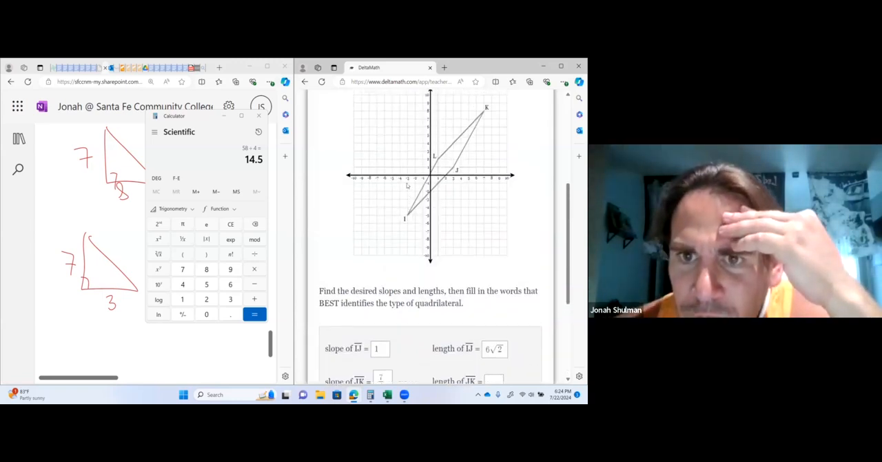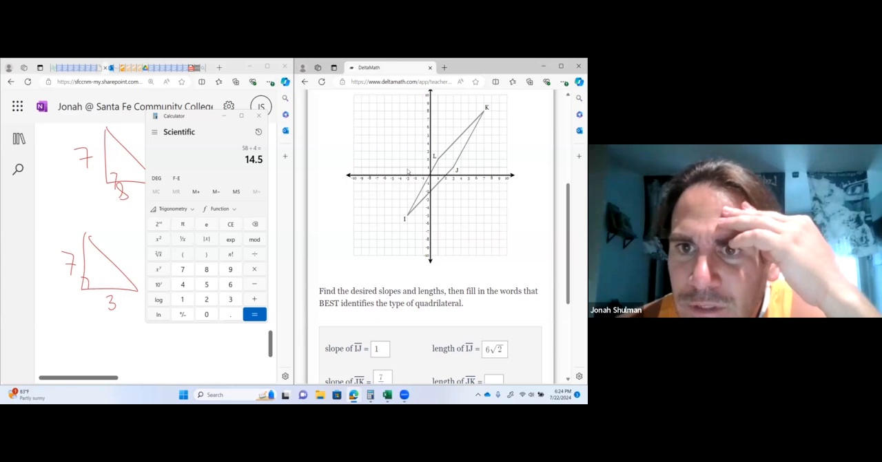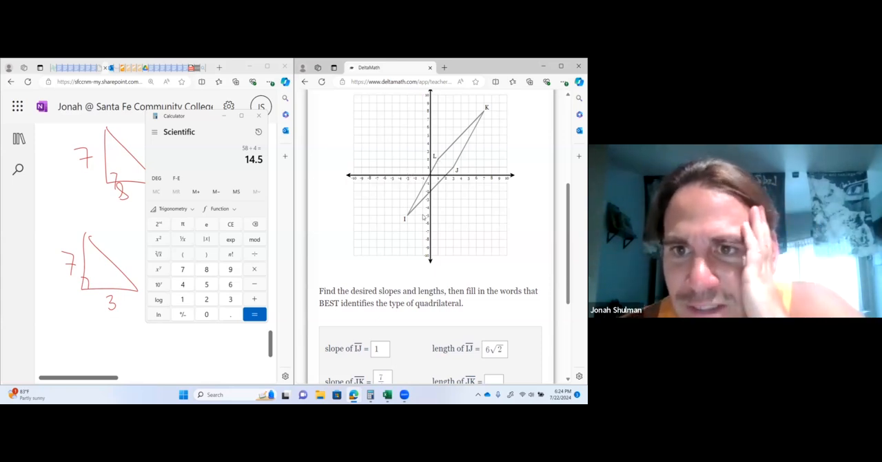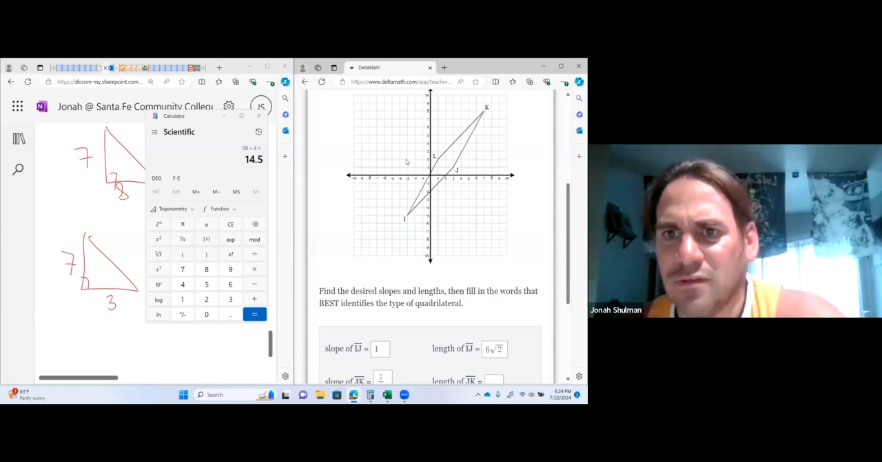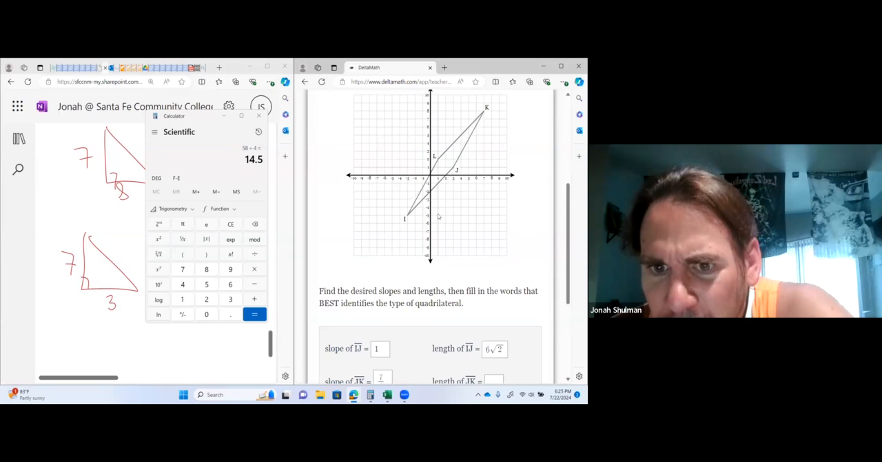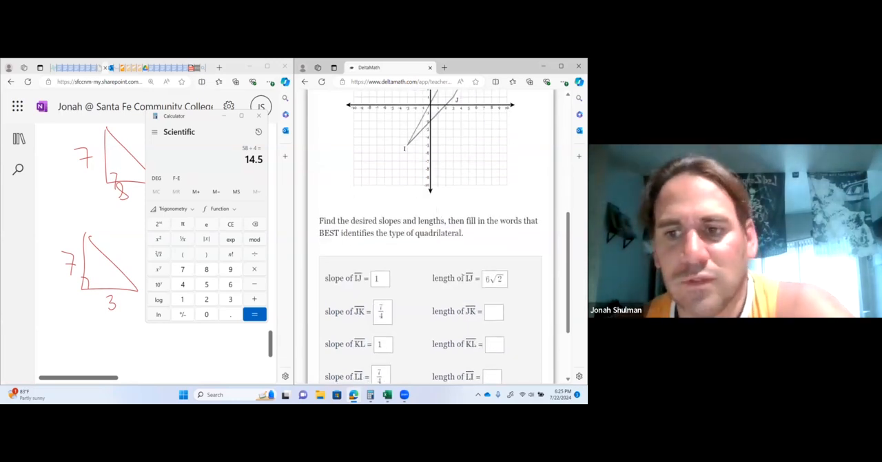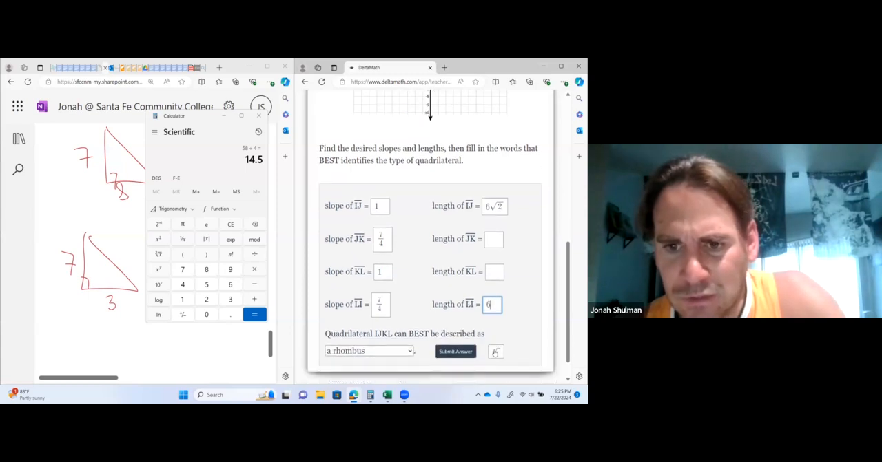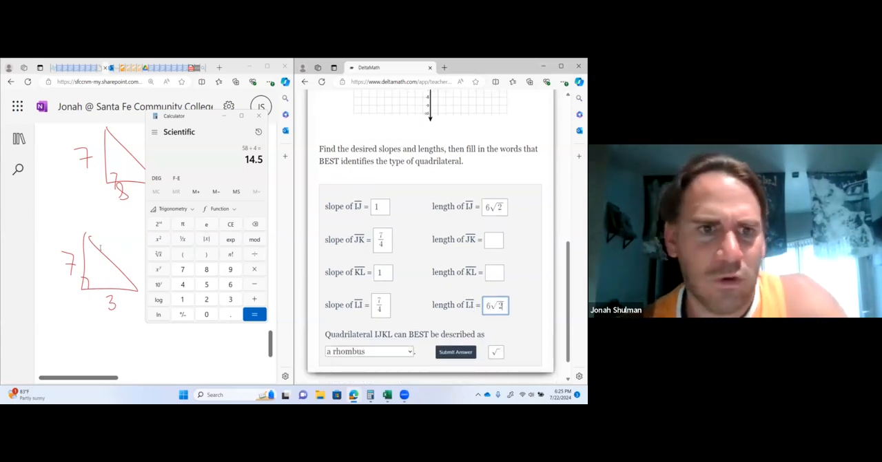1, 2, 3, 4, 5, 6. What is this? From 2 to -5, that's 7. And this is 7. That's 7. And this is 1, 2, 3, 4. Oh, because this one's 7/4. So these are different. So these two are going to be 6 radical 2. So it's not a rhombus, it's a parallelogram. 6 radical 2. And both of these are going to be 4 and 7.